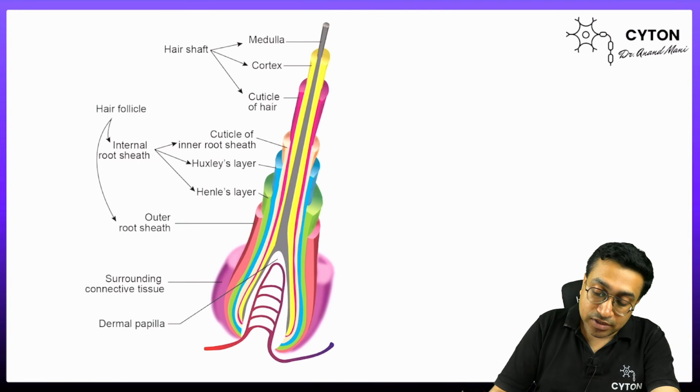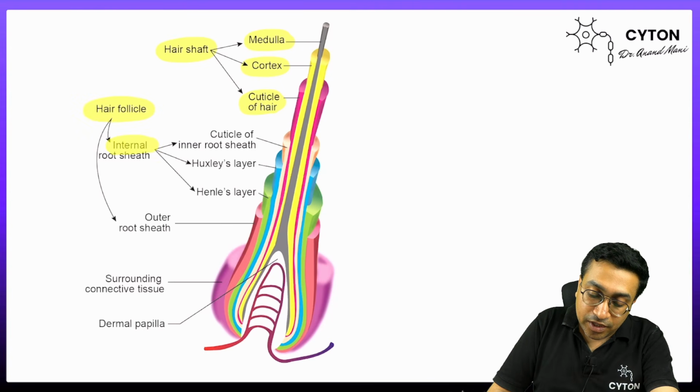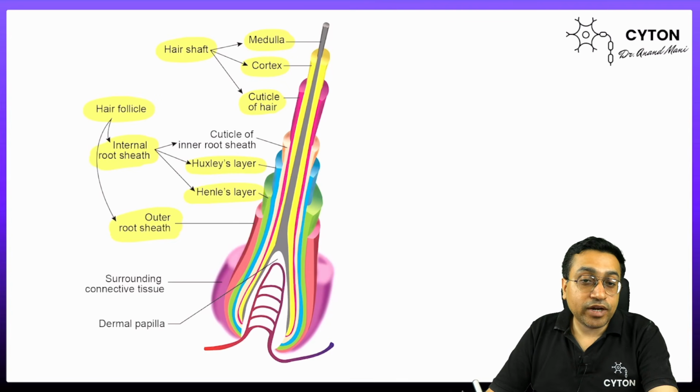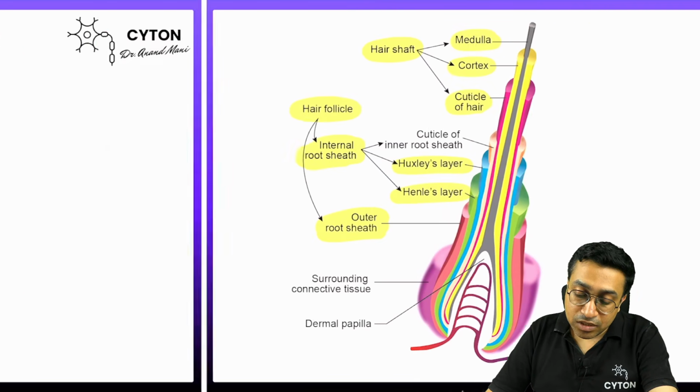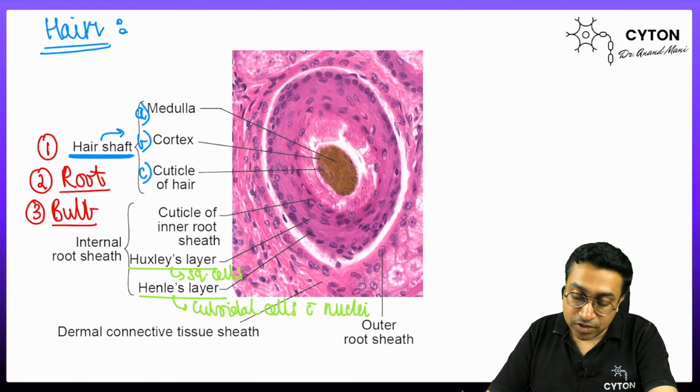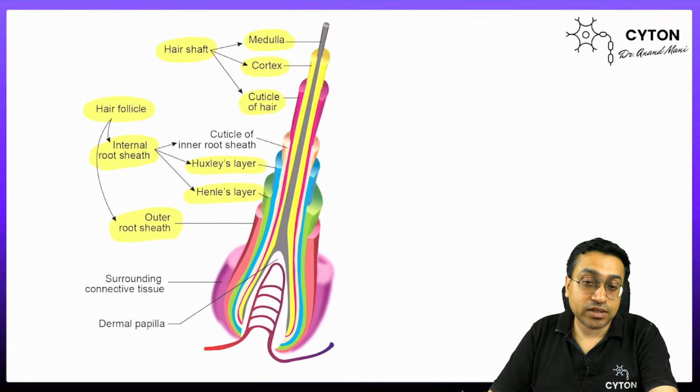Okay, so you can see another image depicting the different parts of the hair. The hair shaft, which has medulla, cortex and cuticle. Here you can see the hair follicle, which has the internal root sheath and outer root sheath, Huxley layer and Henle's layer. So these are certain things which you can find for the parts of hair. Huxley is the one with the squamous layers and squamous cells, and Henle's is with the cuboidal cells. So this has to be remembered, that is important.